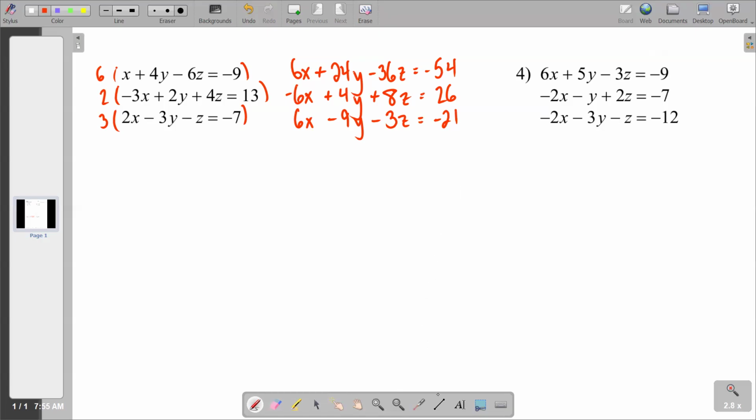So we created an eliminatable system here. So when we add them downwards, how many x's do we get? None. Oh, oops, never mind. We're not doing them all right now. Yeah, we'll do row 1 and row 2 first. Right, sorry about that. And we get no x's. How many y's? 28 of those. Minus 28 of those.